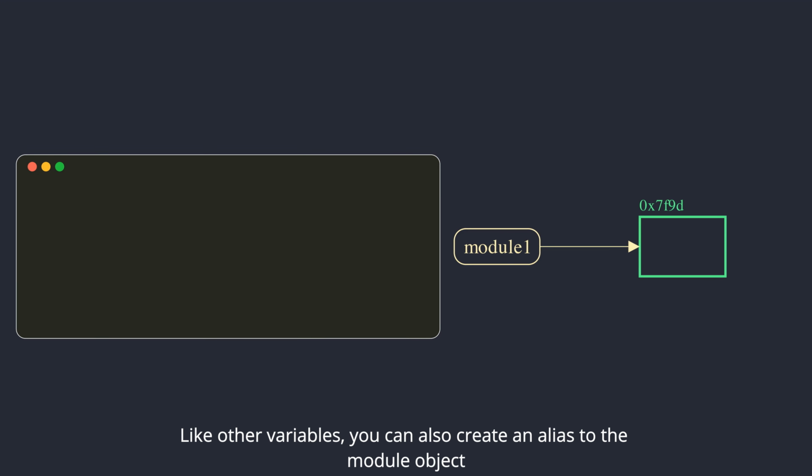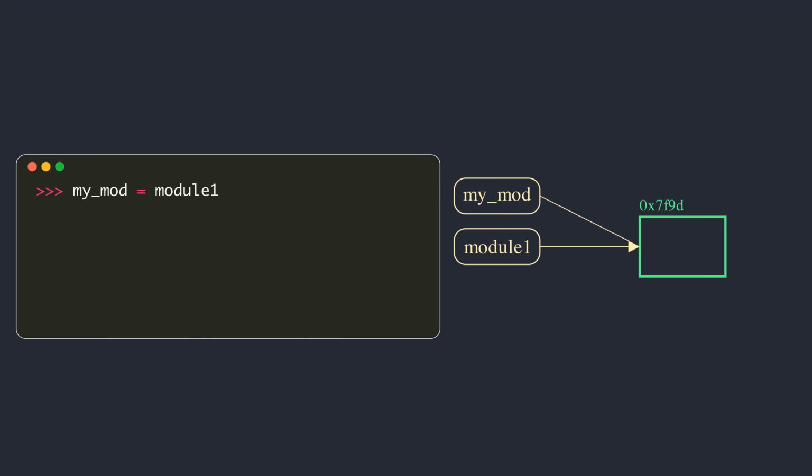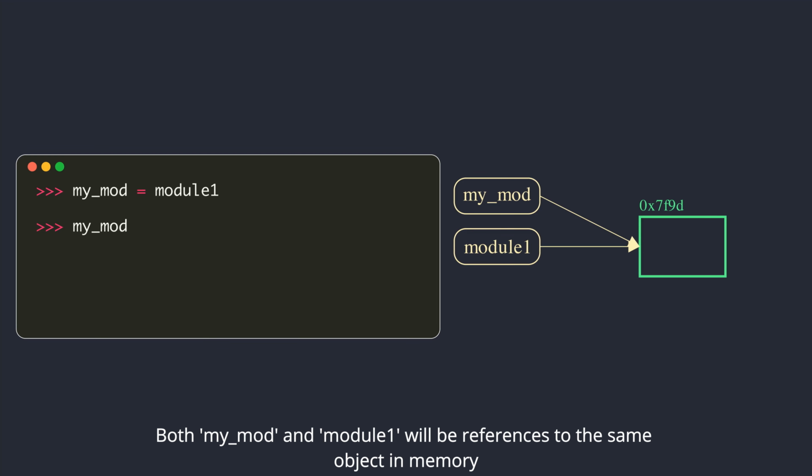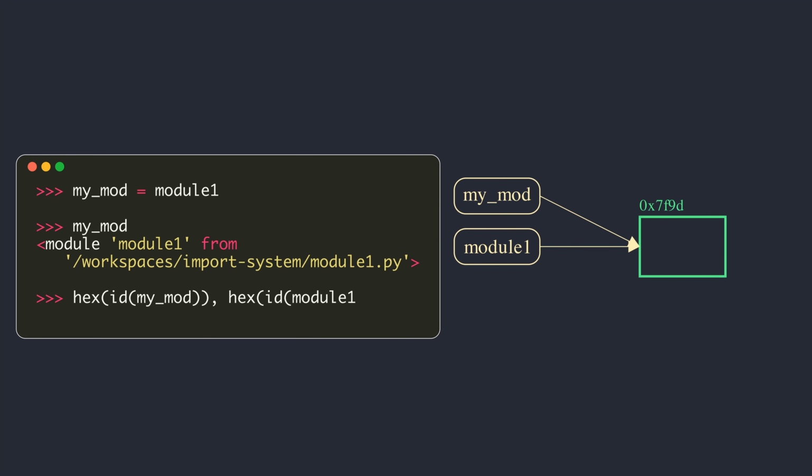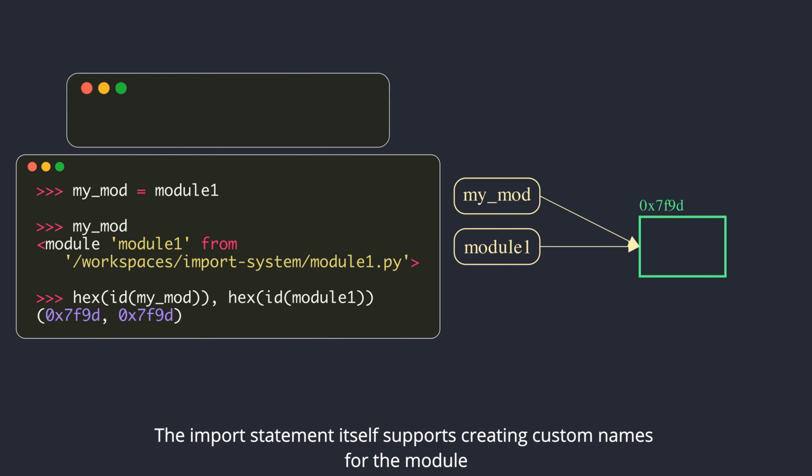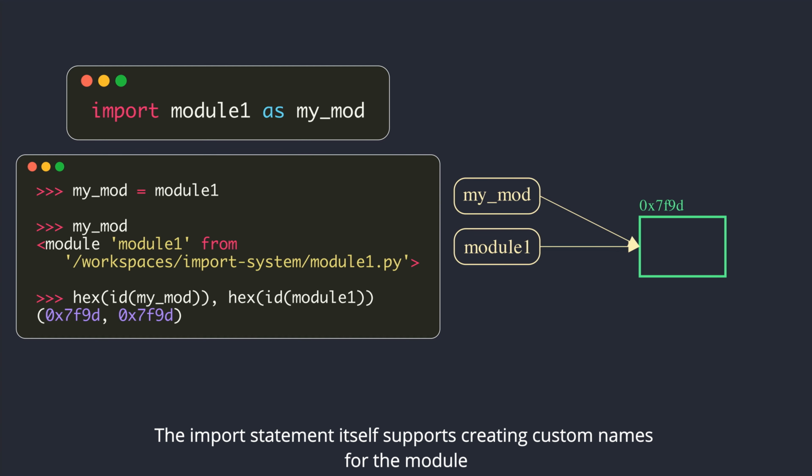Like other variables, you can also create an alias to the module object. Both my_mod and module1 will be references to the same object in memory. The import statement itself supports creating custom names for the module.